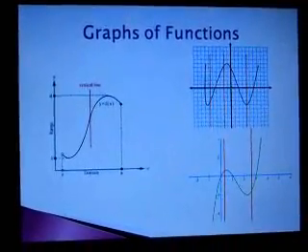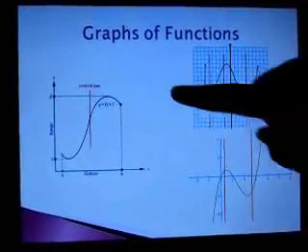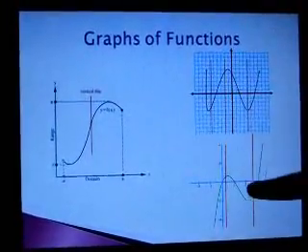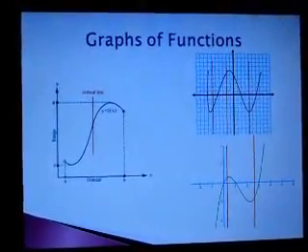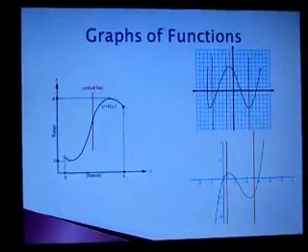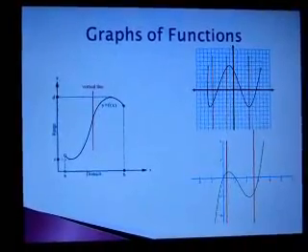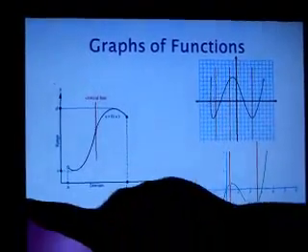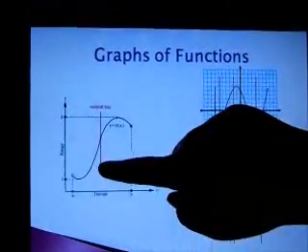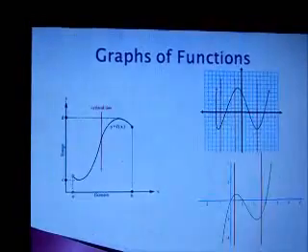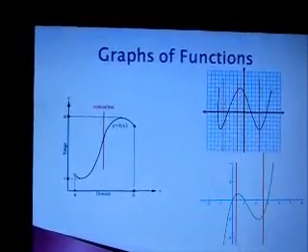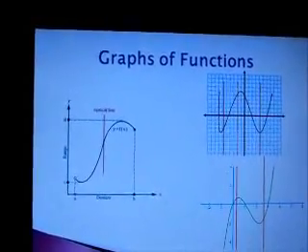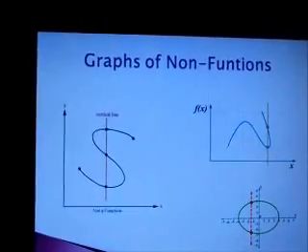Here are examples of functions. As you can see in all of these, where the vertical lines are drawn at any point on the graph, it does not matter where, it does not hit it more than once. If these lines were to touch the graph more than once, that would mean the x value, for example on this one, if it would touch it twice, that means that x value would have two y values, which is not a function.